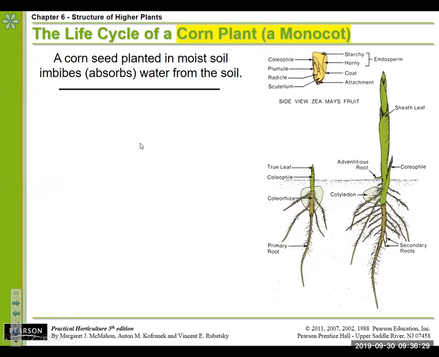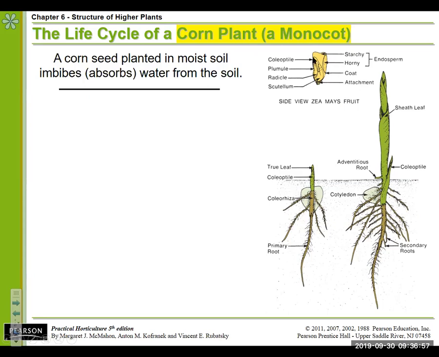So let's just look at an example of a monocot. Probably our most common monocot crop, at least in the ag world, is corn, Zea mays, a monocot. So as it pops out, you can kind of see here in the seed, the corn kernel itself.